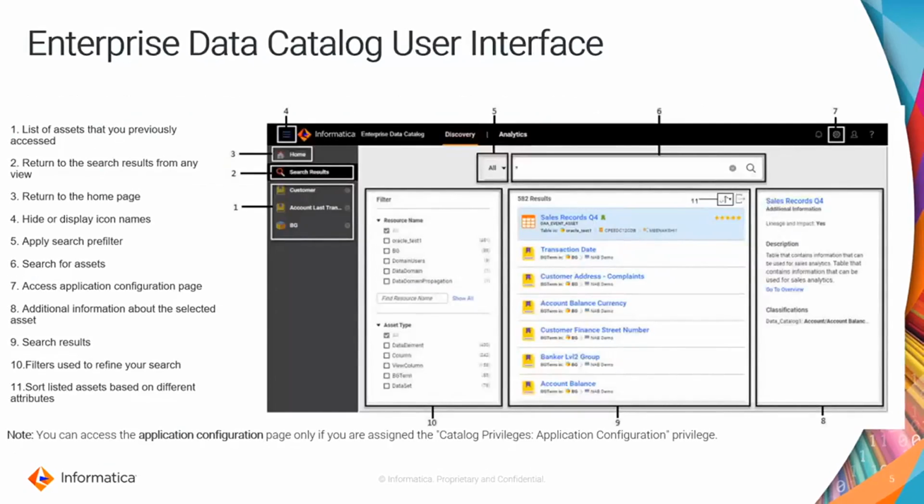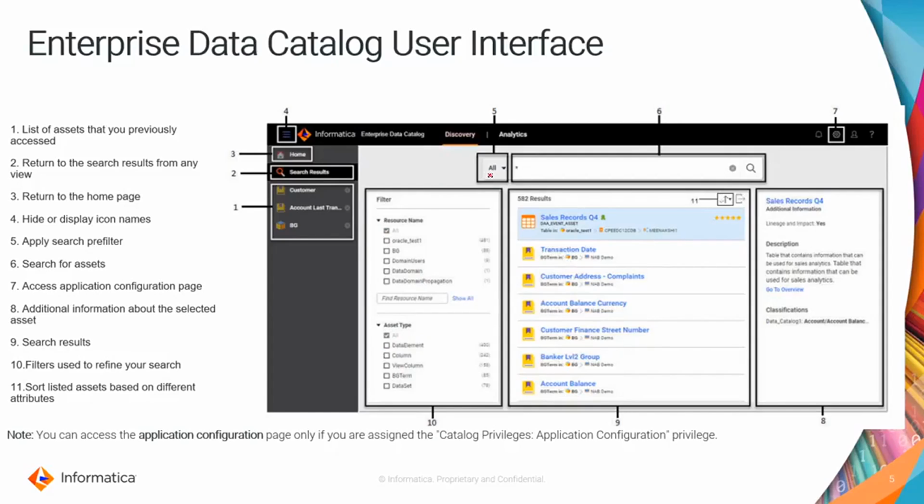Now let's have a look at the catalog discovery search page. Starting from the left, this is the home button. Clicking on this will take you to the home page that we saw on the last slide. Next is the search results button. It will return you to the search results from any view. All the assets that are being viewed by the user will appear over here. Now here we have all the search filters. For example, we can search based on the resource name, we can search based on the asset types, and so on.